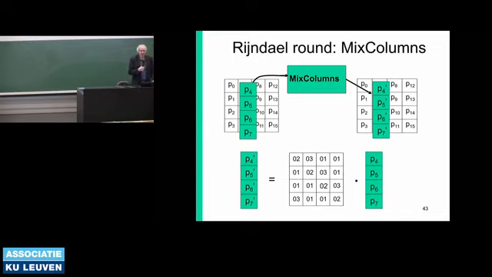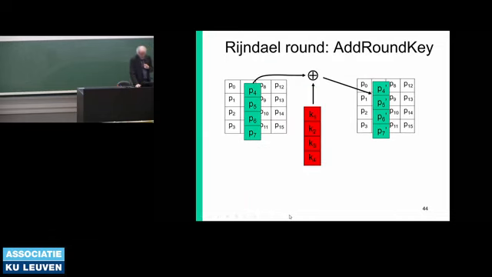But in software, you can get this mixed column for free, because you compute column by column, and you do the mixing in the table lookup as well. In hardware, this is very efficient to implement because you just need simple multiplications. And then you add the round key. That's it.